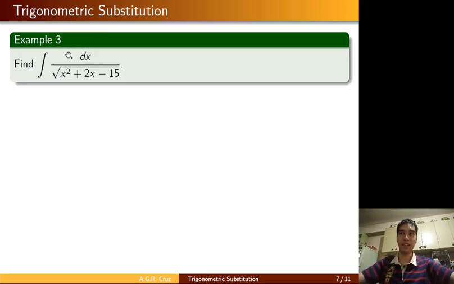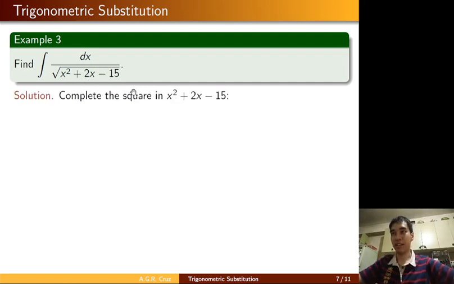Example number 3. Let's find the integral of this one. So like I mentioned, this integrand is not apparent, that it's of the form a squared plus u squared, a squared minus u squared, or u squared minus a squared. Instead, what we will do is force it to resemble that form. So let's consider this x squared plus 2x minus 15, and let's complete the square in that trinomial. So you have x squared plus 2x minus 15 here, and then you add and subtract again b squared over 4a. What is our b?